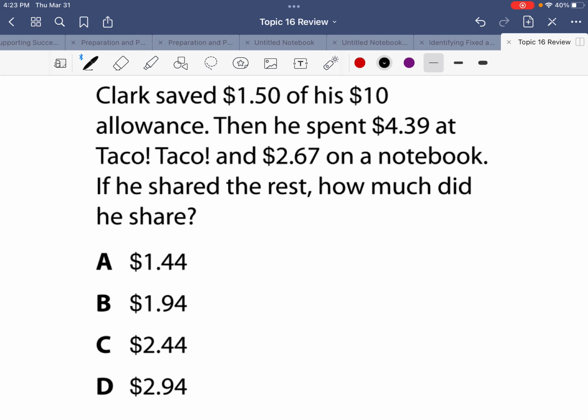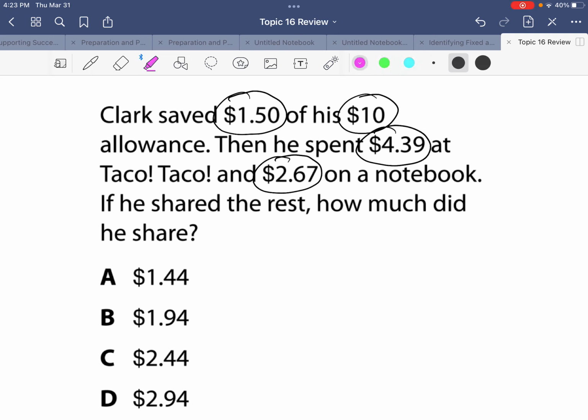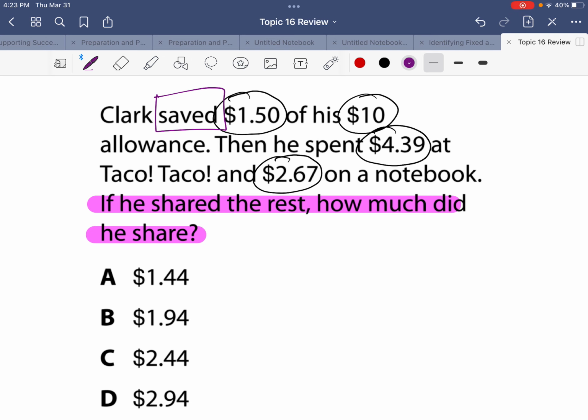Okay, so I'm going to do my cubes. I'm going to circle my important numbers: $1.50, $10, $4.39, $2.67. Now I'm going to underline my question. If he shared the rest, how much did he share? And now I'm going to box in my keywords: saved, allowance, spent, and how much, and share.